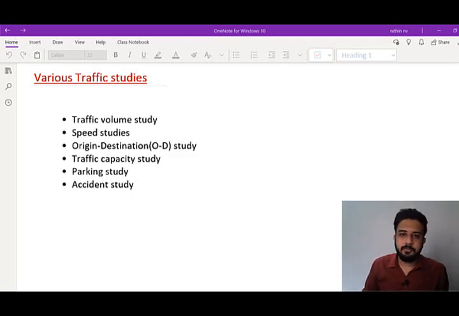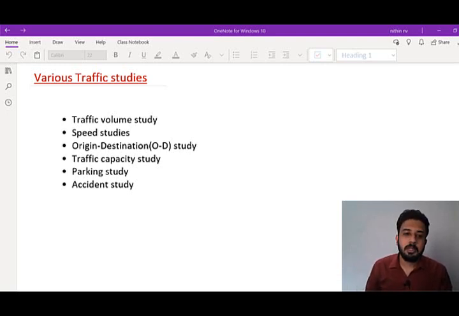Okay. Then traffic capacity study. As the name indicates, what do you mean by capacity? The maximum number of vehicles a particular road stretch can accommodate is known as capacity. We have different formulas for calculating the capacity of a road. We'll study that in detail in that particular video.